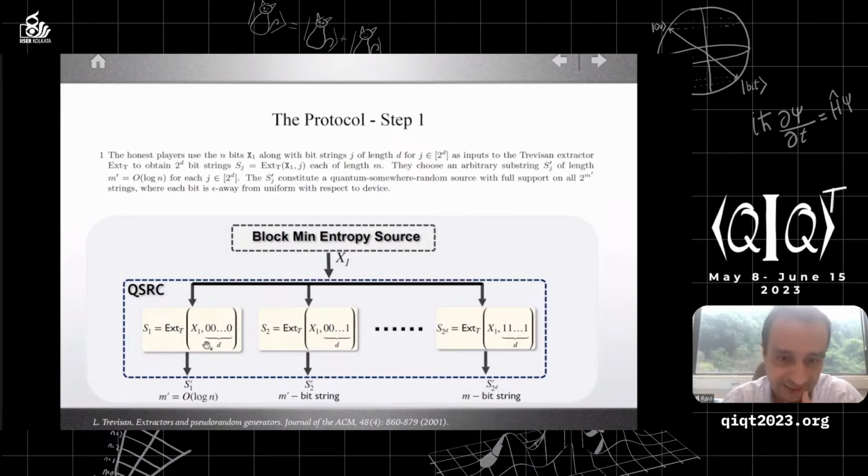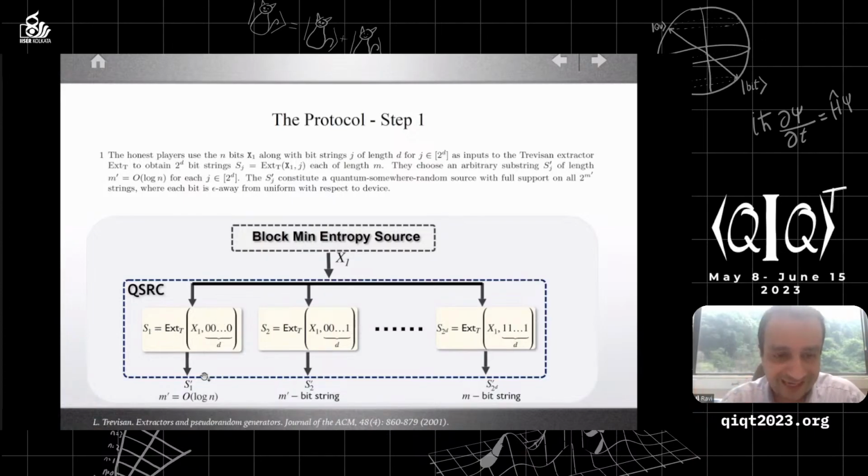So you have 2^D possible seeds of length D. We produce random variables S1, S2, all the way to S_{2^D}. That's the first step. We apply the extractor to X1, J, where J goes from 1 to 2^D. This procedure produces M bits of output.